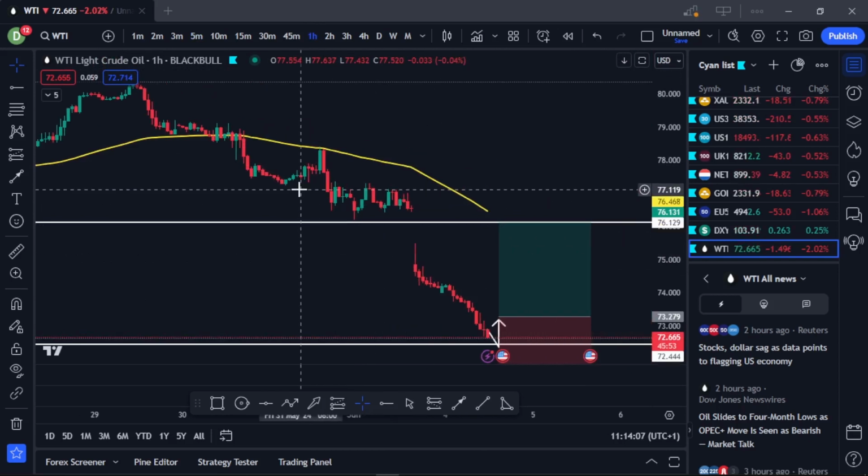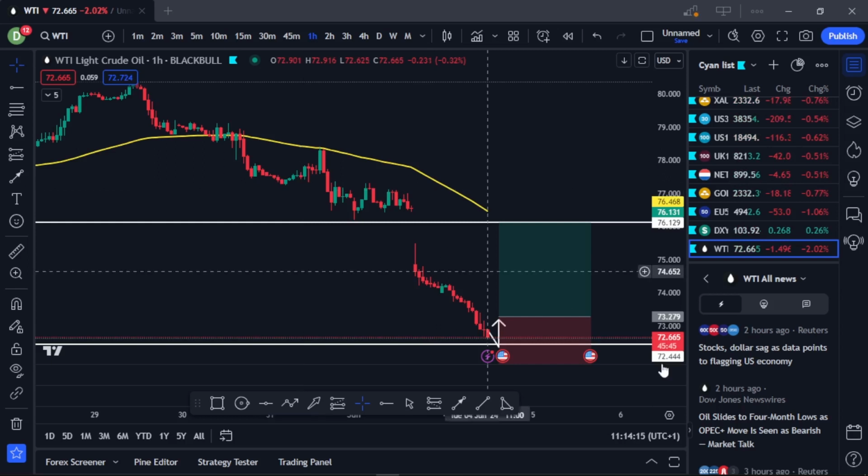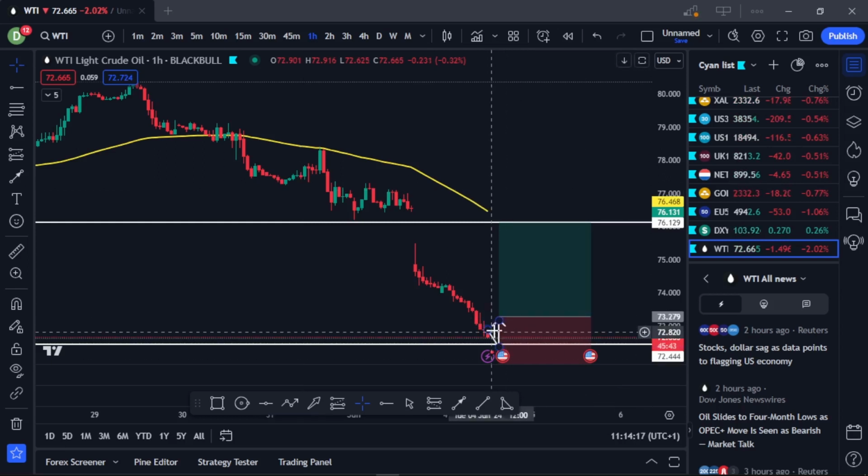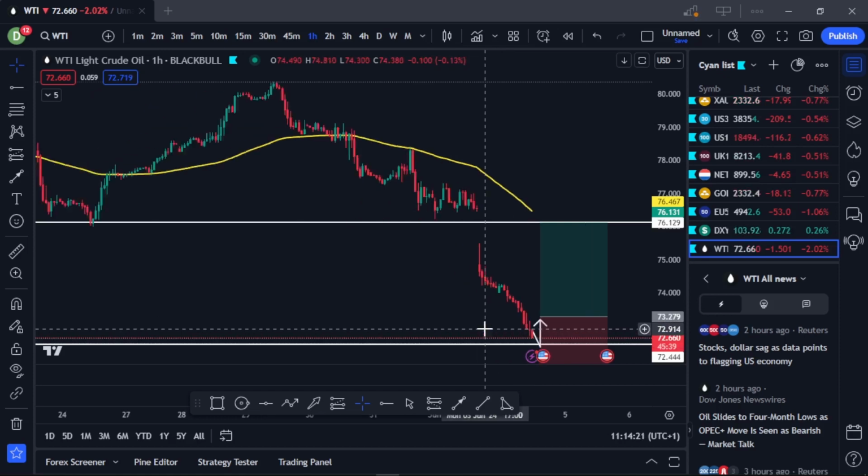For US oil, my main eye is on the news in most cases and on following the trend reversals. For example, if this market gets here and then bounces back here with an engulfing candlestick closing this particular one here, I'm going to get in immediately.